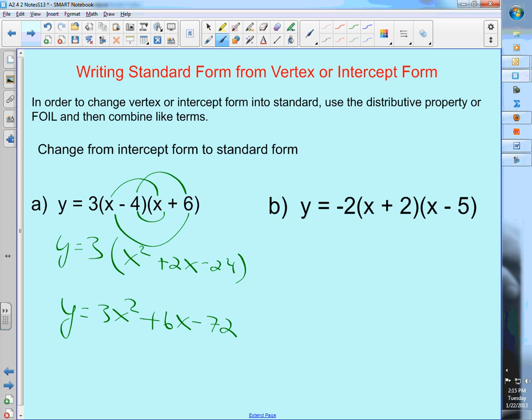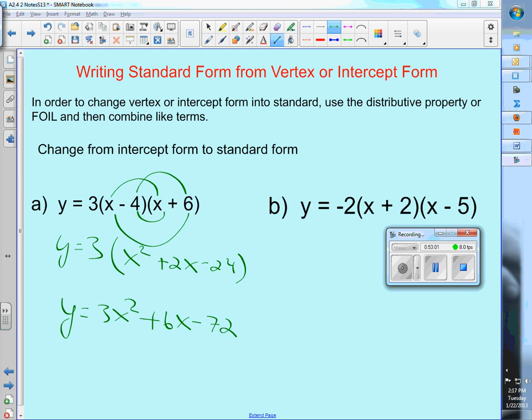Anyone not seeing that? If you can't help yourself and you want to distribute and make this 3x minus 12 and then FOIL it, that'll work. Just don't distribute to both binomials, only one of them. But it's easier to do the binomials first. See if you can do the other one. See if you can do the B one right here.